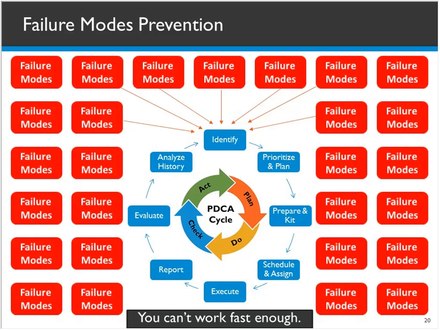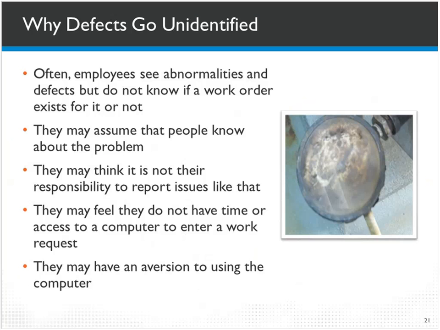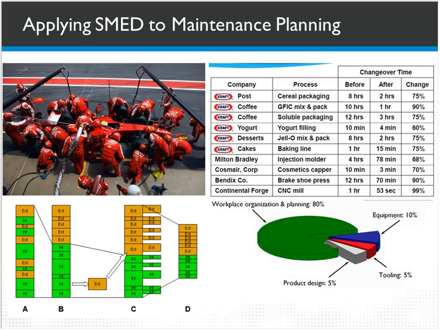Part of planning is making sure that the inspection program and the people are using that work request system and get that information into the planner as soon as possible. They're walking around these problems and they just assume other people know about them, or that it's somebody else's responsibility, or they don't have time to do it.